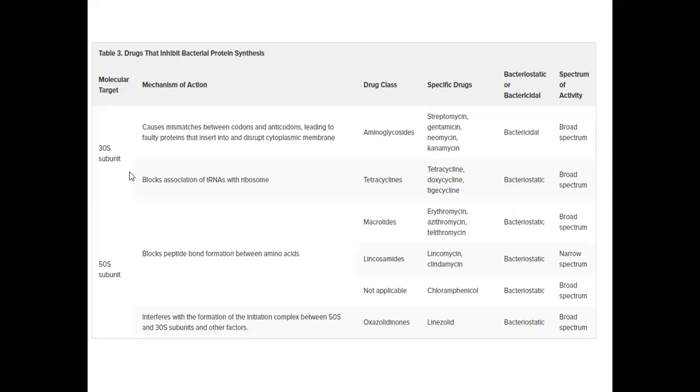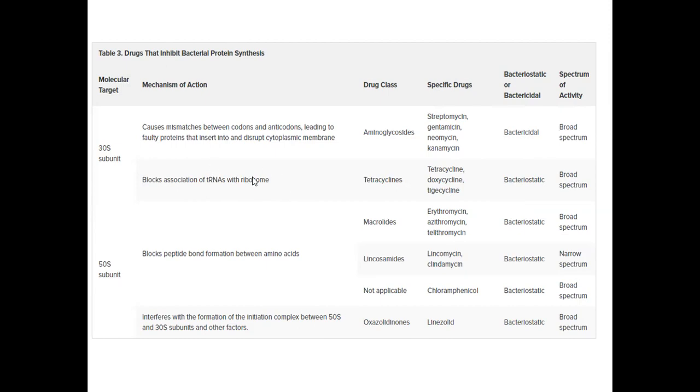Okay, so antibiotics which interact with the small subunit can block the association of tRNAs with the ribosome. They destroy the process of tRNA connecting with the ribosome, and also they can cause a mismatch between codons and anticodons, leading to faulty proteins that insert into and disrupt the cytoplasmic membrane. So they make the process of protein synthesis go wrong. The protein will continue to be synthesized, but the protein will be wrong. It will not work. And when this protein becomes part of the cytoplasmic membrane, the cytoplasmic membrane will be destroyed. So this is a mechanism of bactericidal effect.